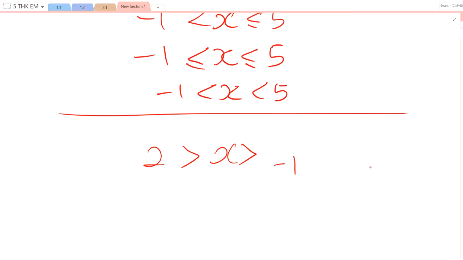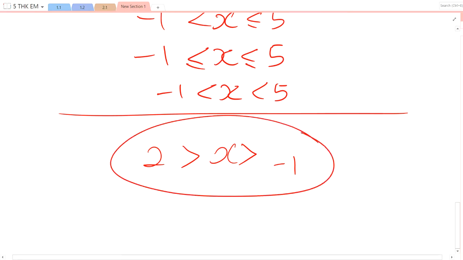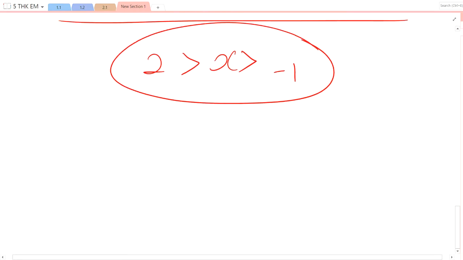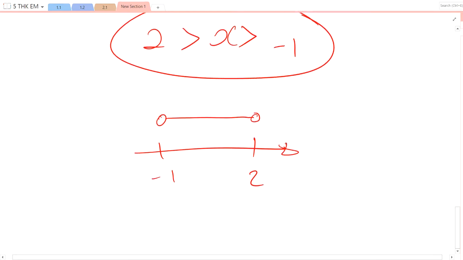No, I don't. So this inequality over here is actually describing something that looks like this: -1 and 2, from here to here. But instead of having the smaller number on the right here, we always want to put the smaller number on the left. So it should look like this. Get it?